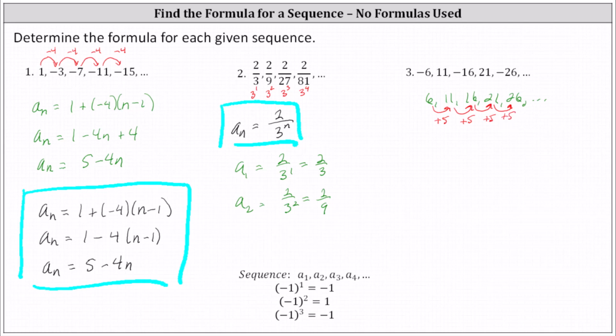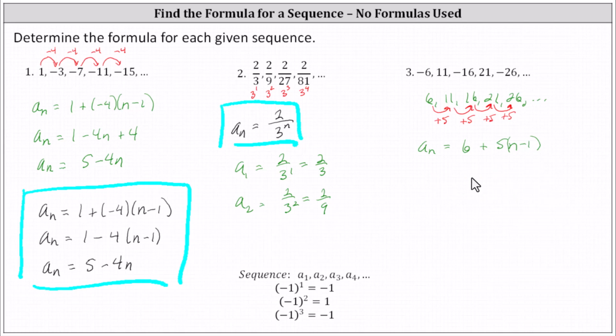Using what we learned in number 1, we know that a sub n equals 6 plus 5n is not going to work because the first term is 6, and a sub 1 is going to be 6 plus 1 factor of 5. So we don't multiply by n, we multiply by n minus 1. Let's check it. A sub 1 equals 6 plus 5 times 1 minus 1, or 0, which is 6. A sub 2 is equal to 6 plus 5 times the quantity 2 minus 1, or 1, which does equal 11, and so on. So we have the correct formula for the non-alternating sequence.